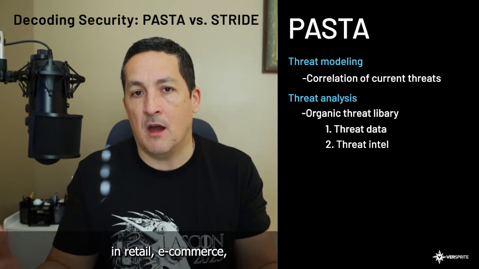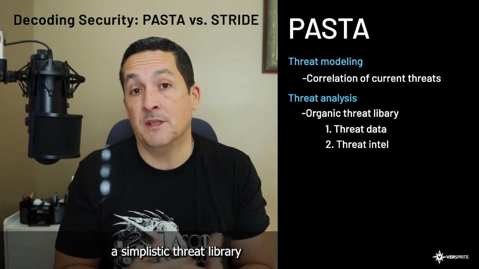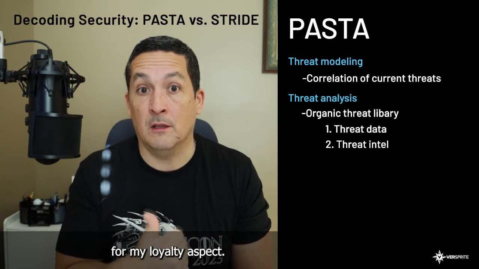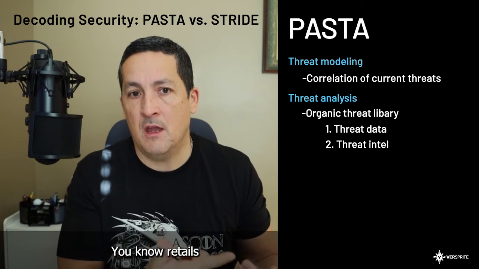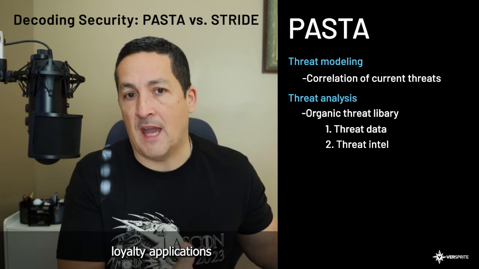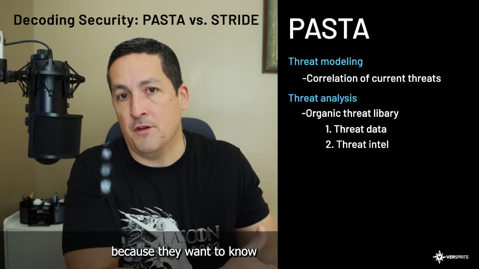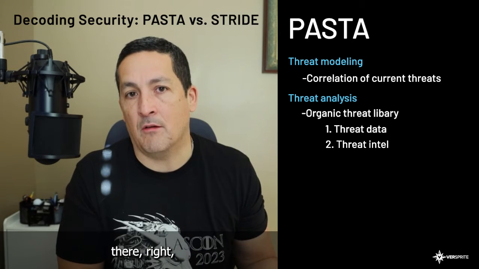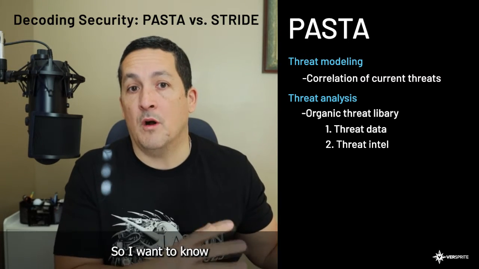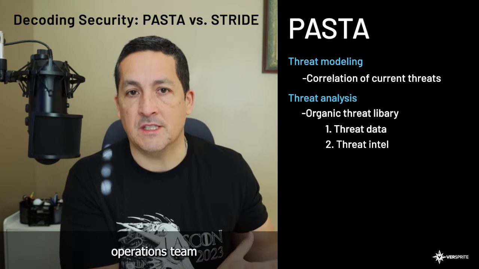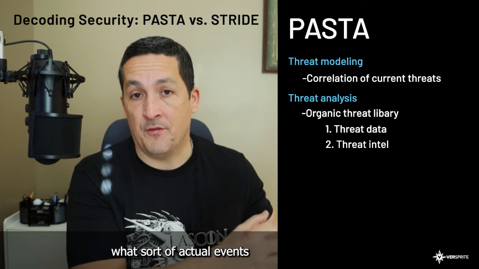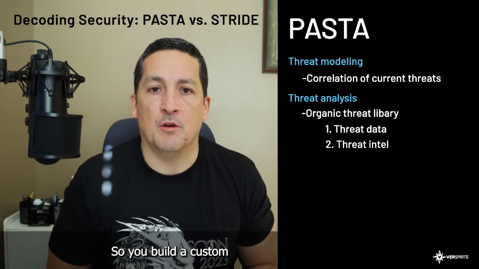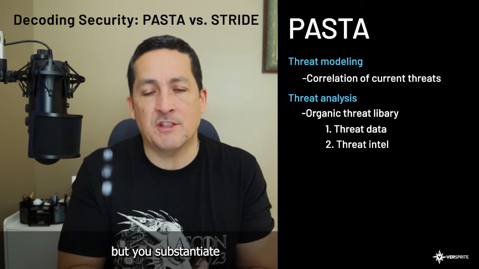In retail, e-commerce, you might develop a simplistic threat library of, I'm concerned about information disclosure for my loyalty aspect. Retail companies have loyalty applications or loyalty features because they want to know how often their customers are buying their products. So there's a lot of PII there, right? A lot of personal information. So I want to know from my security operations team what sort of actual events are correlated to possible information disclosure, right? So you build a custom threat library, but you substantiate it right there.